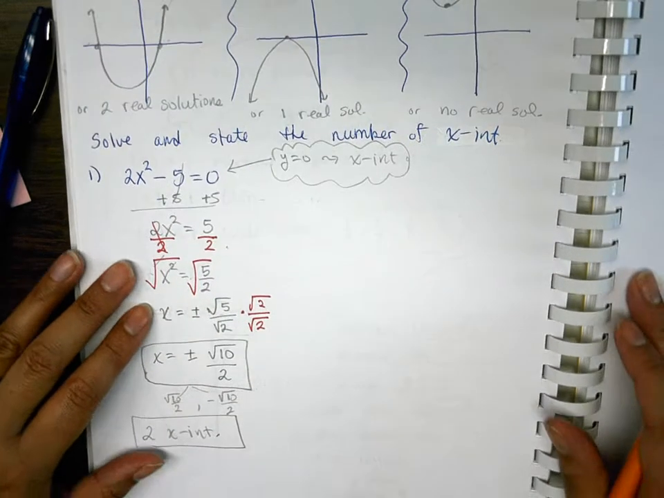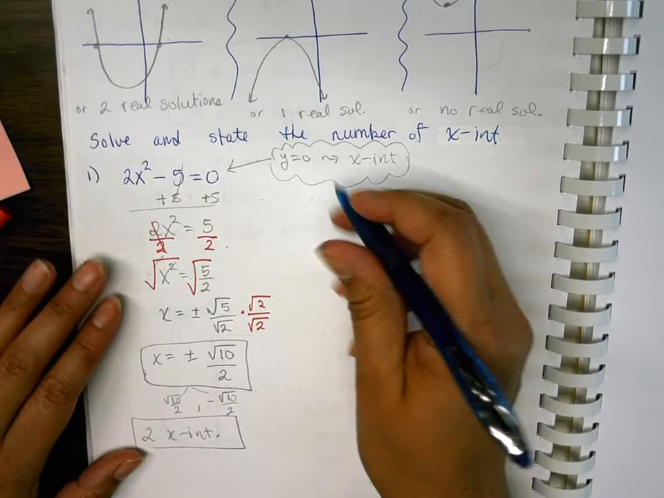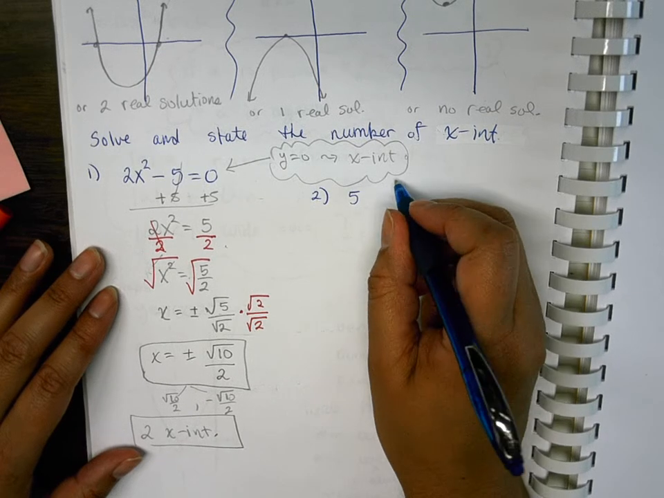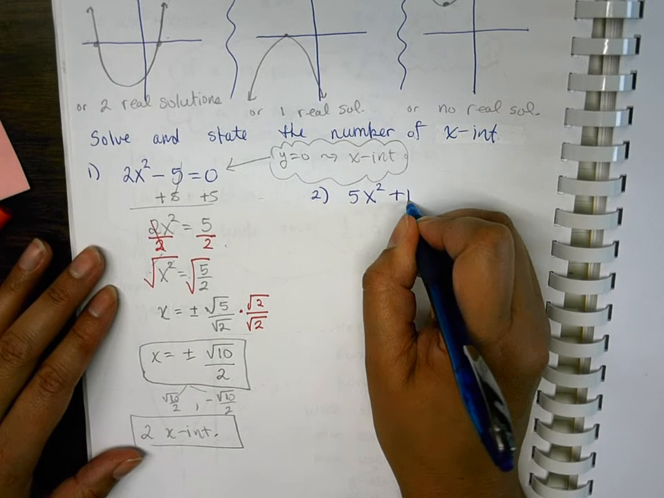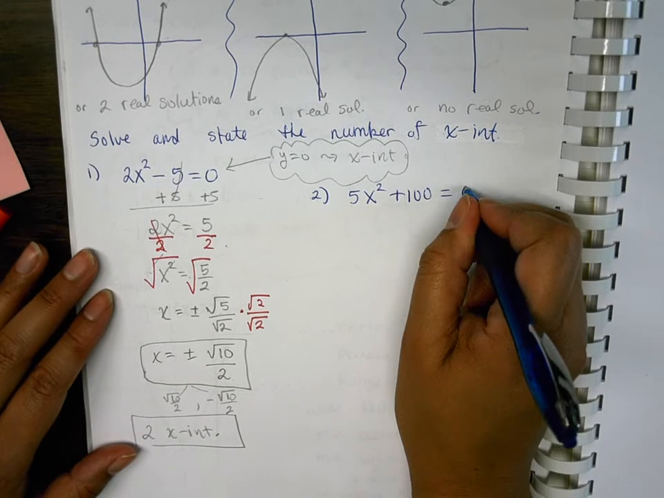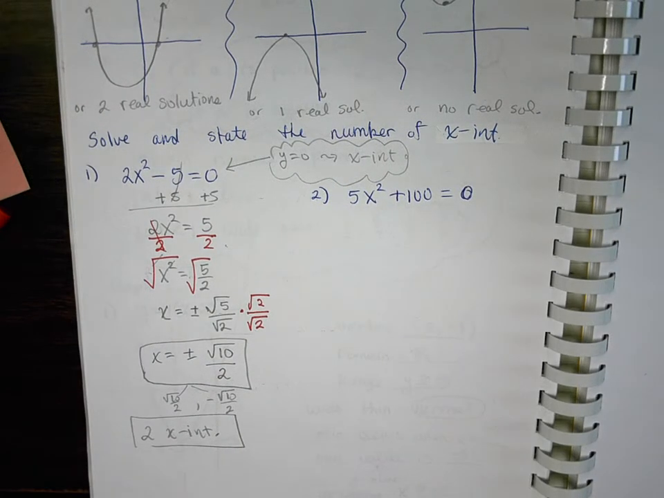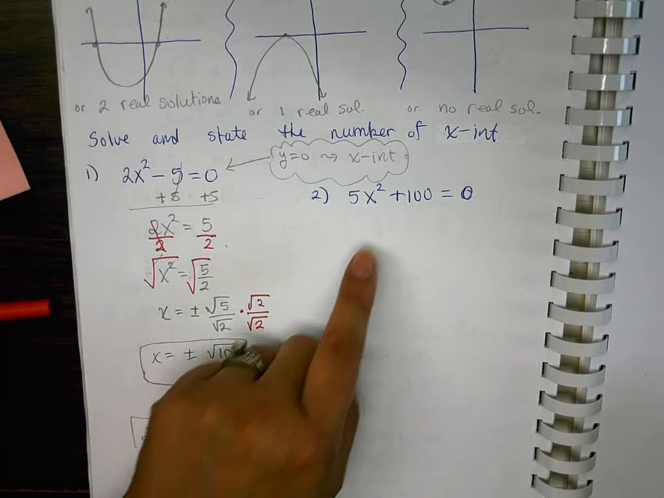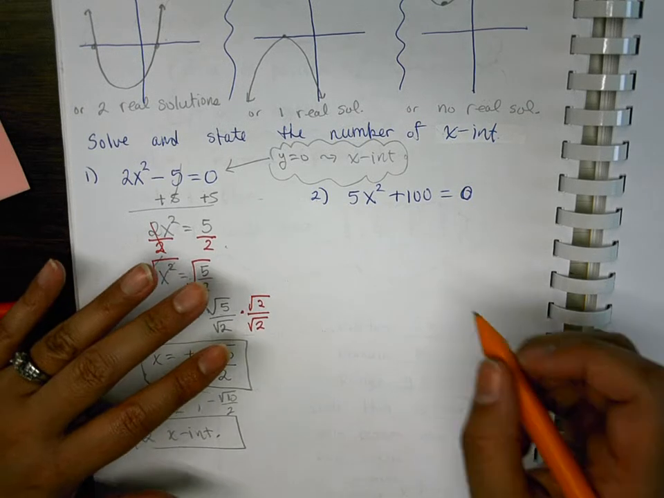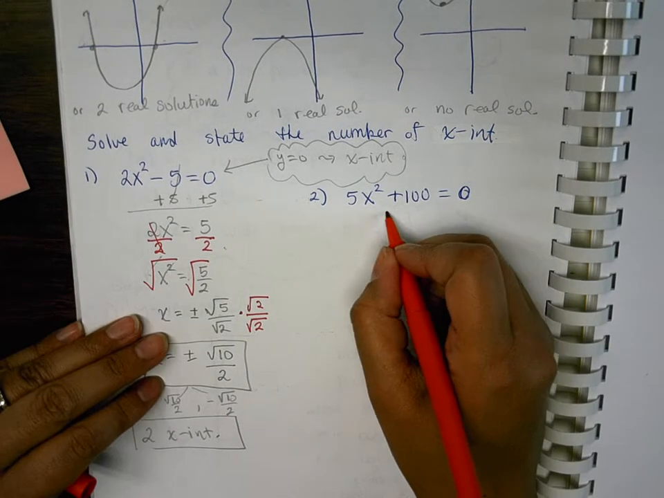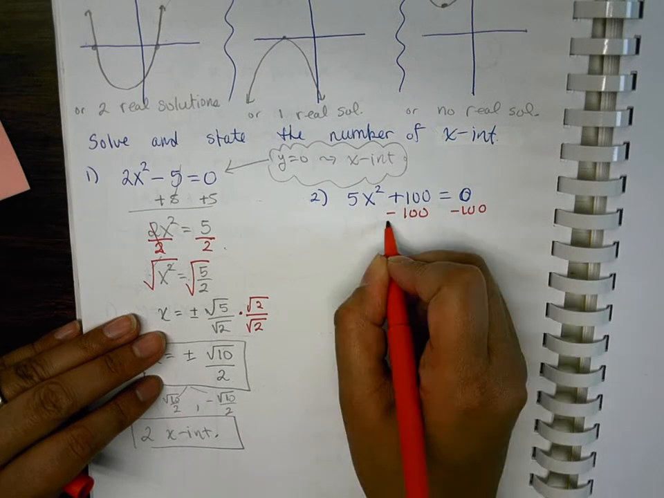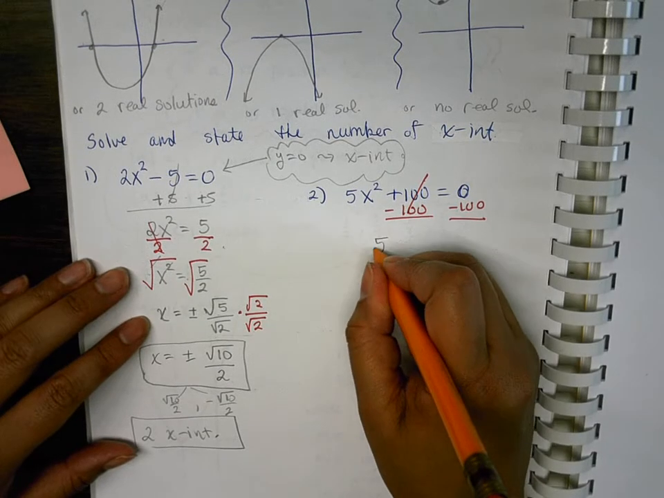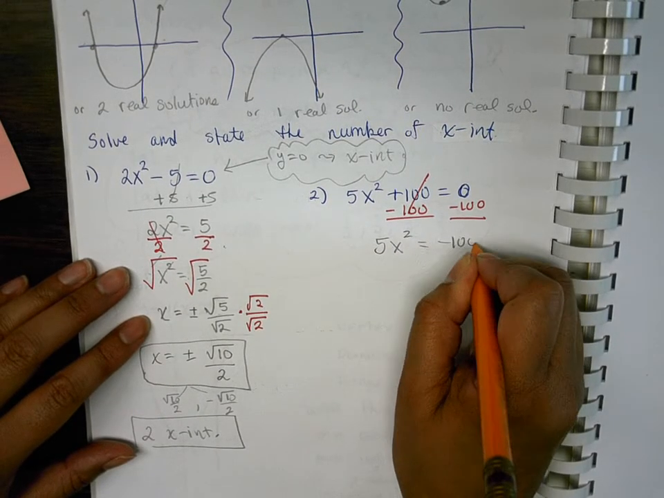Okay. Let's try another one. Number 2. 5x squared plus 100 equals 0. Okay, look at the last one, how we solved it. What would I do first here? Subtract 100 on both sides. Good job. He said subtract 100 to both sides. 5x to the second equals negative 100. Correct. Good.